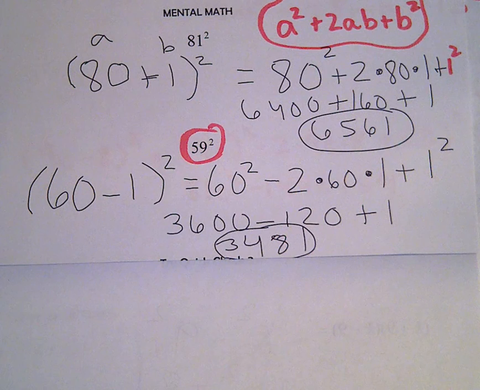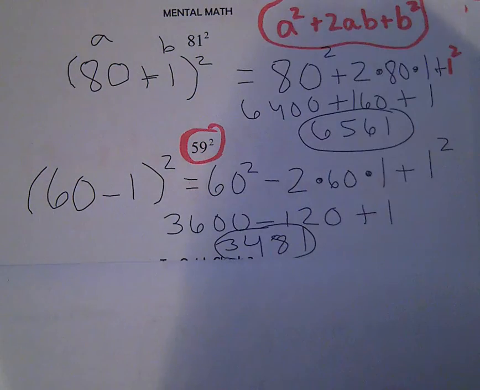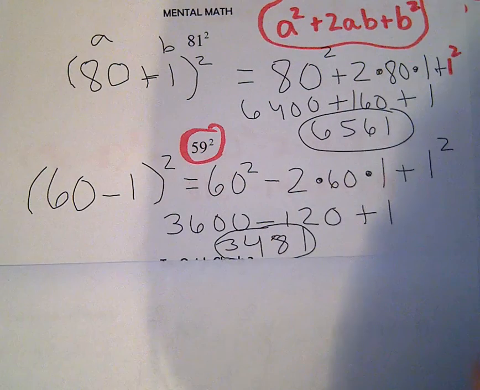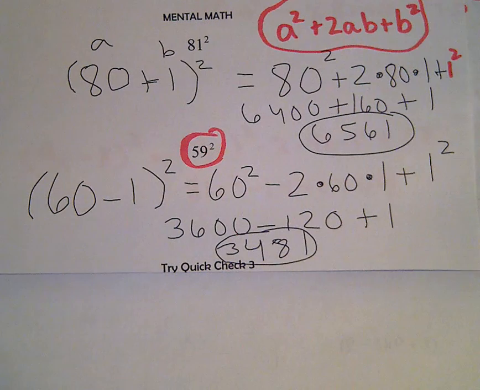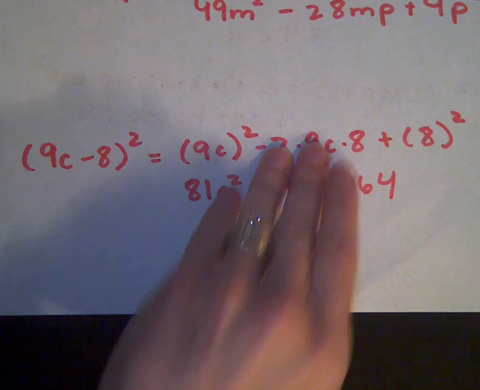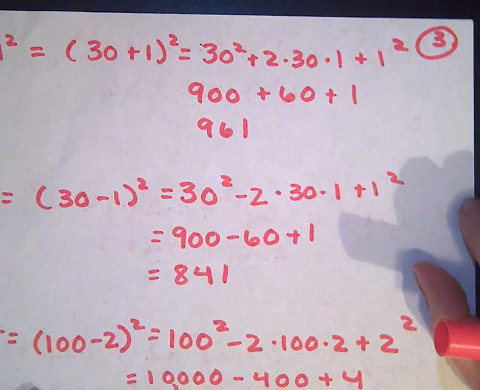So what I want you to try is quick check 3, on page 514. Hit pause and come back when you're ready. Okay, quick check 3. So here were the different ones you had for quick check 3.